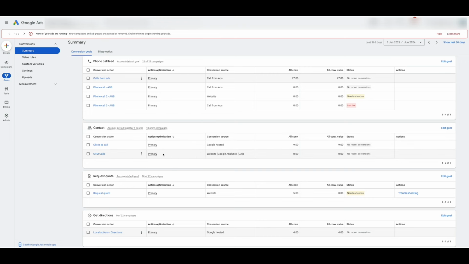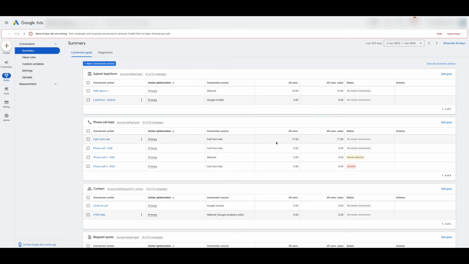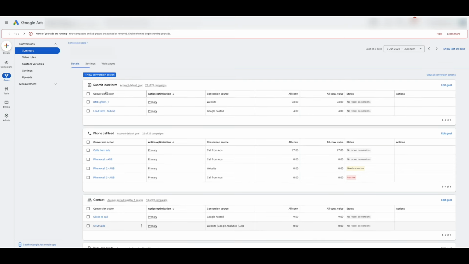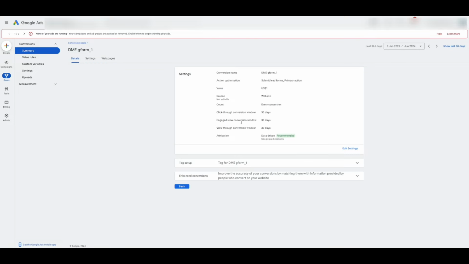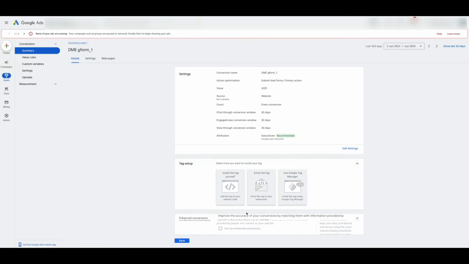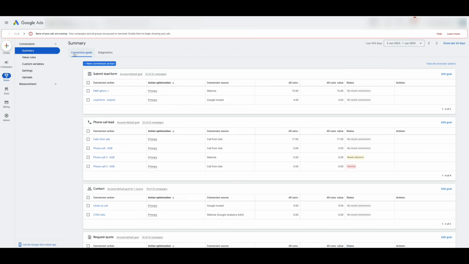Analytics, I'd be turning this off. Phone call AGB, a lot of phone calls here, but they weren't firing. Calls from ads, that's fine. DMG Google Form 1, that's fine, 73, and then lead form submit 4. So just trying to figure out what the difference between these two are. Okay, so look, this looks already incorrect. So that's the first stage.